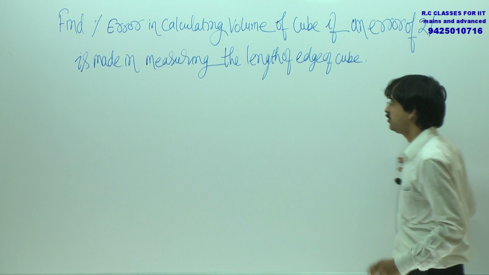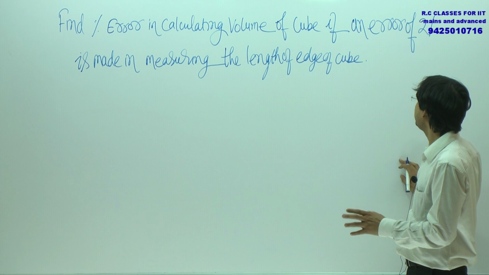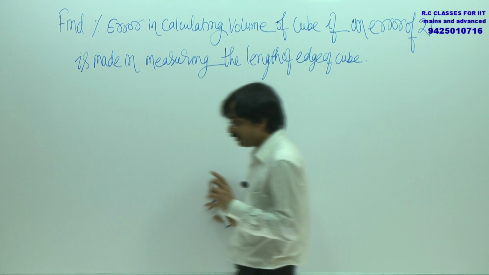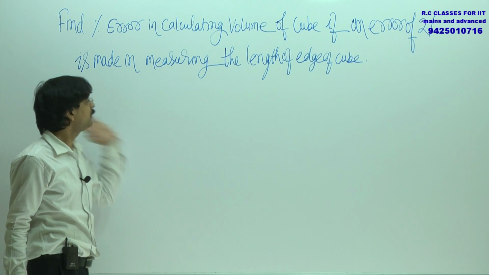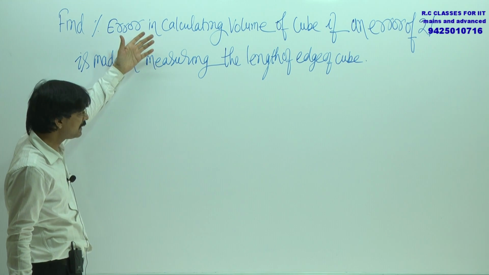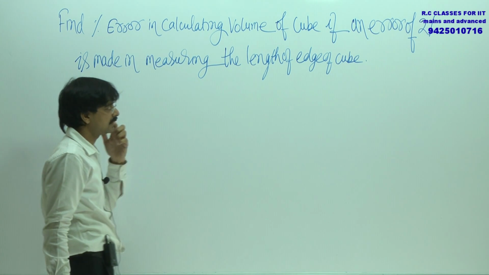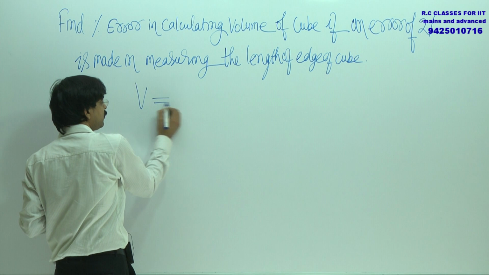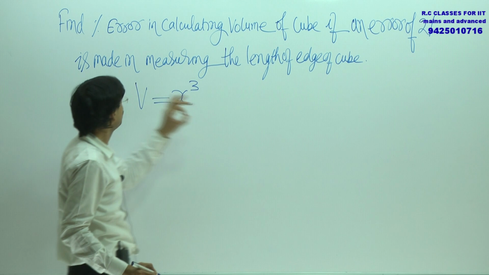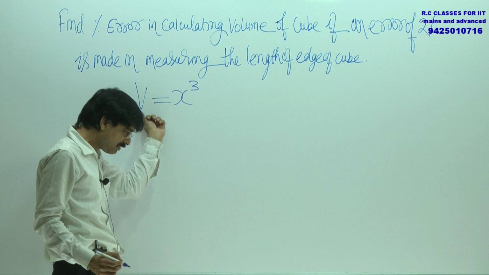Now the question is, you have to find out the percentage error in calculating the volume of a cube if an error of 2% is made in measuring the length of the edge of the cube. There is an error of 2% in the length of the edge of the cube, and correspondingly there is going to be an error in calculating the volume of the cube. Volume of cube is written as V equals x cube. Initially x is the edge of the cube and corresponding to that the volume is V.